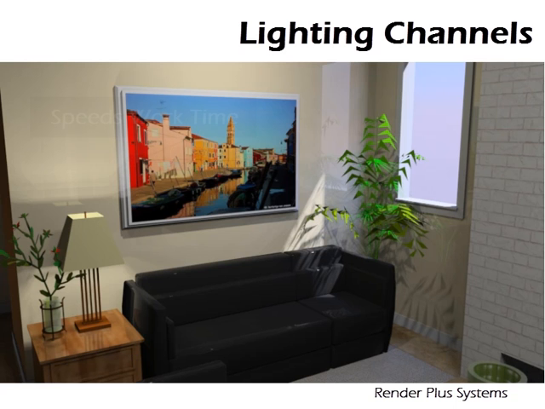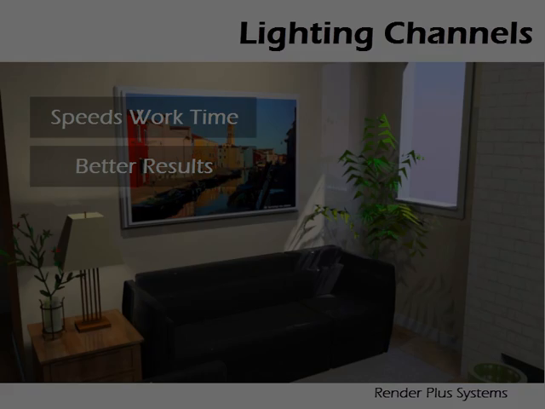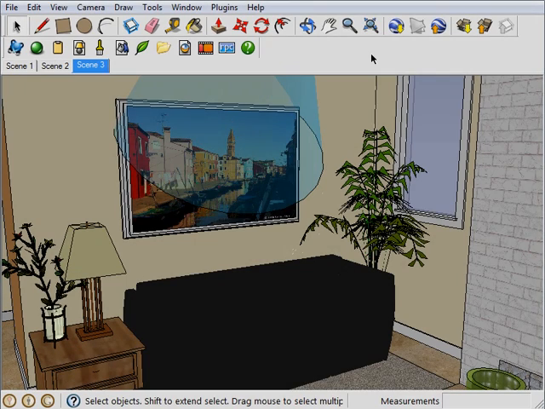Using lighting channels speeds up work time and allows for better results. Lighting channels can really speed up your working time because there is less need to re-render your model, as well as make a better final image because you're able to fine-tune the lighting to get it to look just the way you want. First, of course, you'll need a model with lights in it.